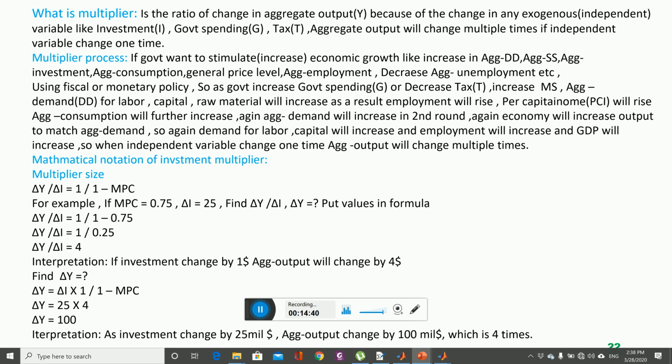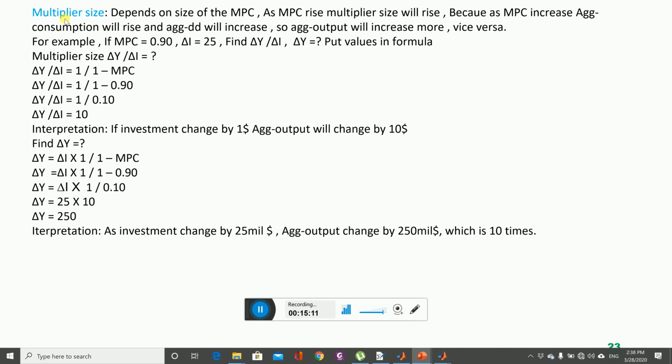Output is increasing from one lower level to another upper level, and when national income of Afghanistan increases, it means aggregate demand, aggregate supply, aggregate consumption, aggregate investment, general price level, interest rate, saving, consumption, all macroeconomic variables are increasing and unemployment is decreasing. So this was all about the investment multiplier, how we can calculate change in Y because of change in I. Now we are discussing that multiplier size depends on the size of the MPC.